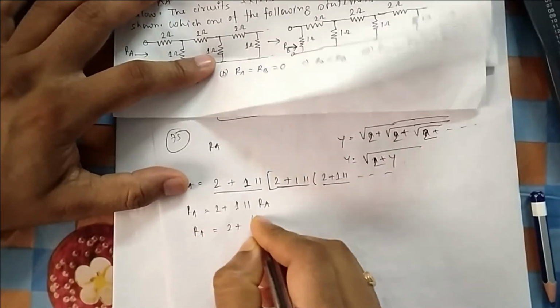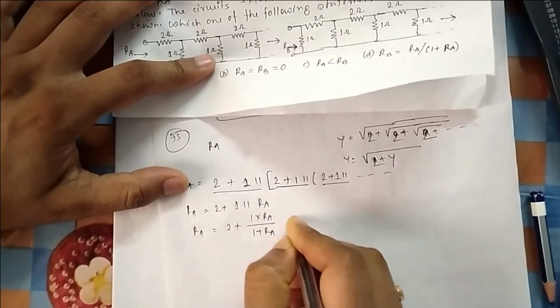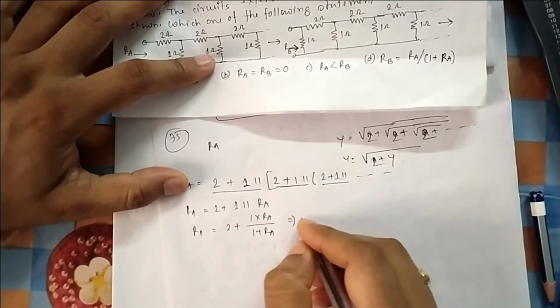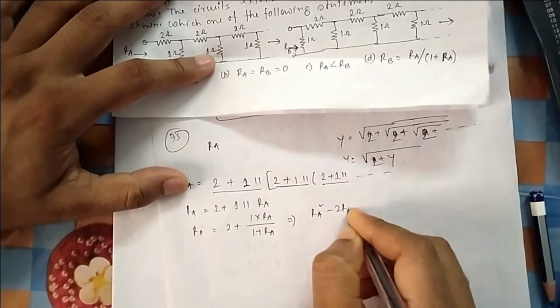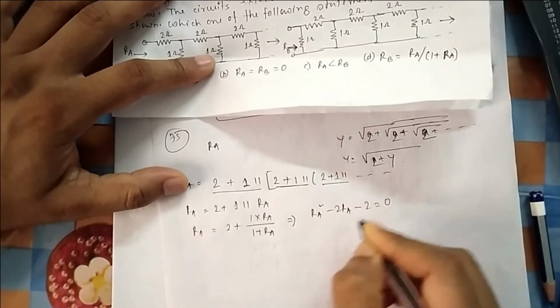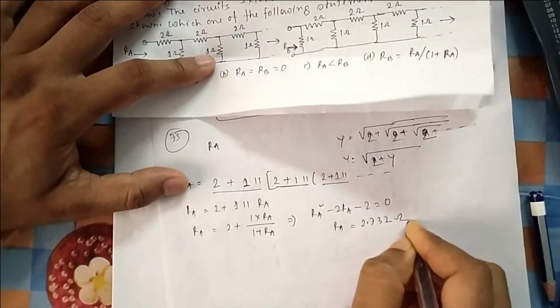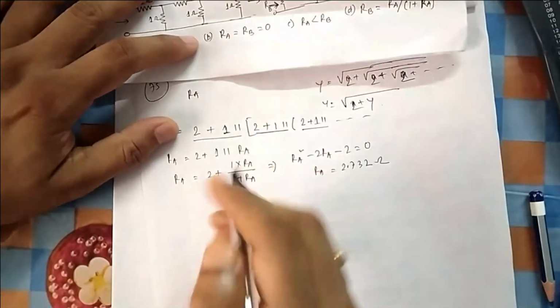RA = 2 + 1 into RA by 1 + RA. Now you can easily calculate, it will be a quadratic expression, RA squared minus 2RA, I am directly writing minus 2 equal to 0, which will give you RA, if you take the positive value, equal to 2.732 ohm. Similarly you can do it for RB also.